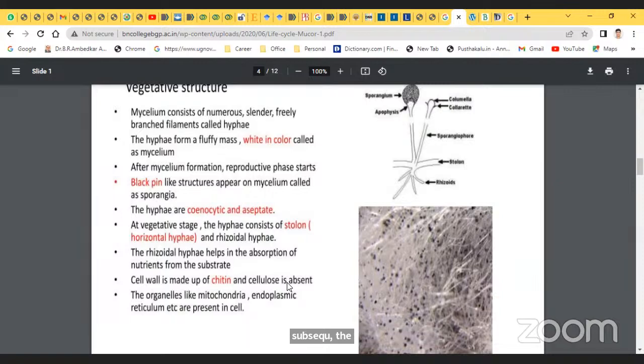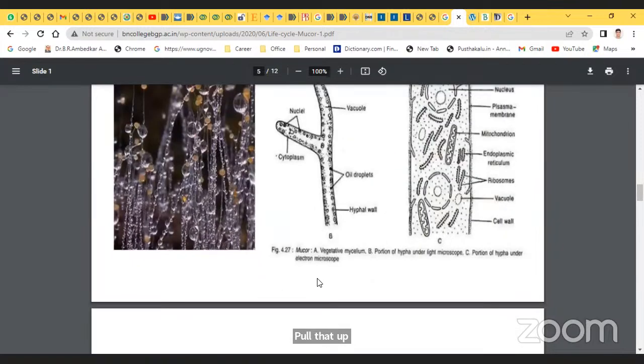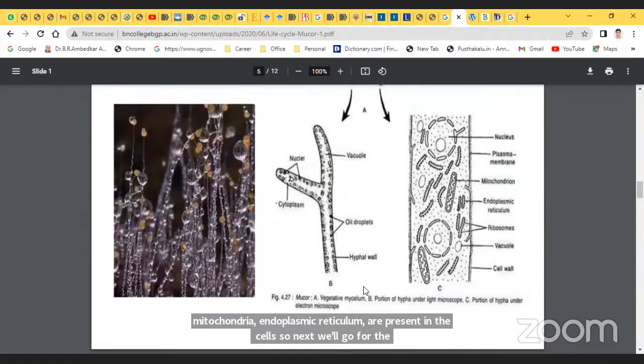So here, just wait. Okay. Here the reserve food material is the glycogen and oil droplets. The cell wall is made up of chitin, and cellulose is absent. Organelles like mitochondria and endoplasmic reticulum are present in the cells. So next, these are some vegetative mycelium: portion of hyphae under the light microscope, portion of the hyphae under the electron microscope.